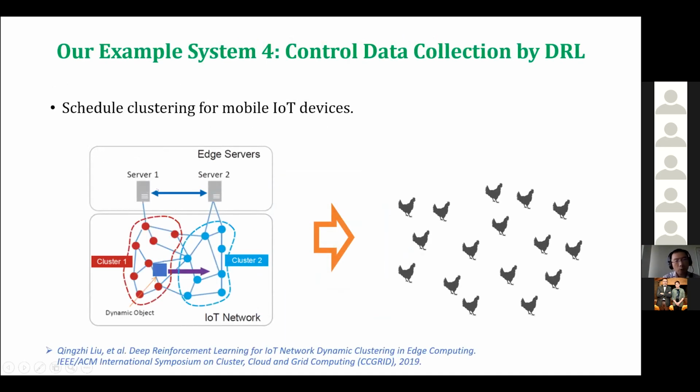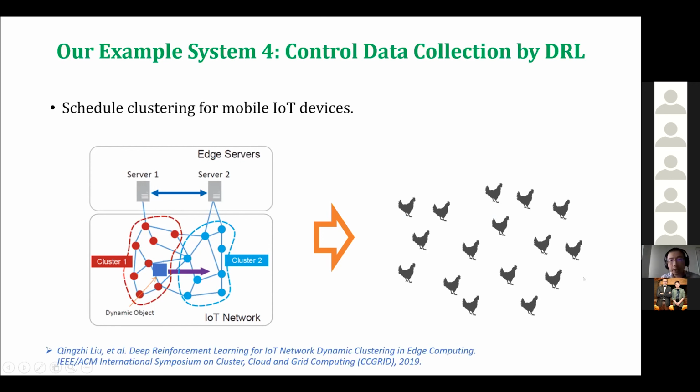So what we do is something like this. We use a DRL to organize the cluster of Internet of Things. Even if there are some dynamic objects in this network, we still can balance the size and workload of different clusters. How can this be used in agriculture? So this is what we are working on.